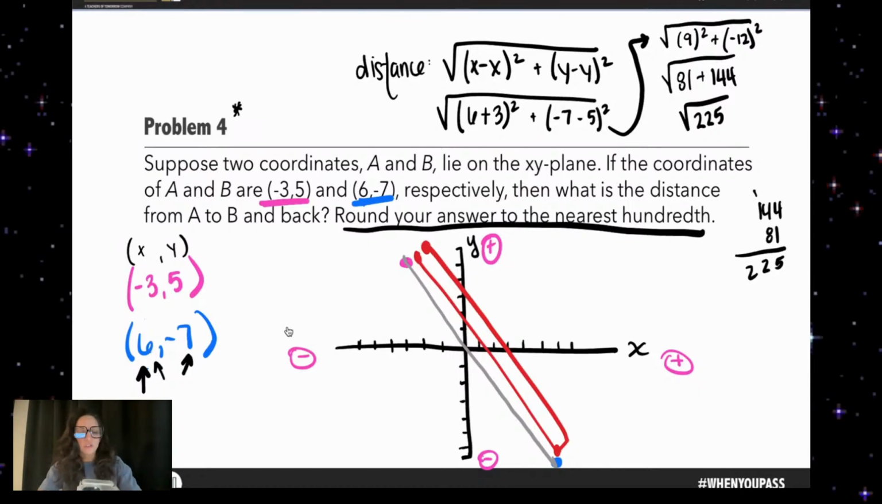The square root of 225 is, I think it's 15, but why am I second guessing myself? Yeah, 15. And 15 times 2 is 30. So the answer to this question is 30. Questions about that one?